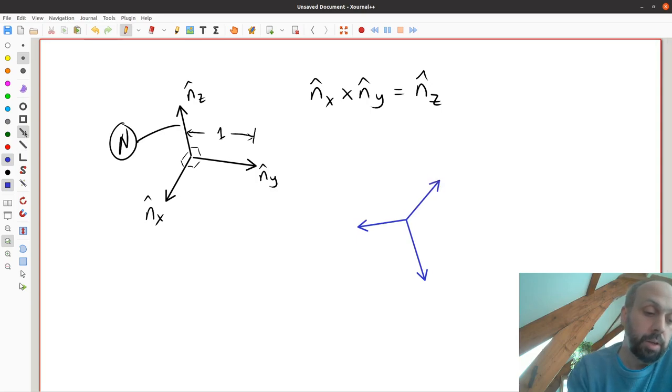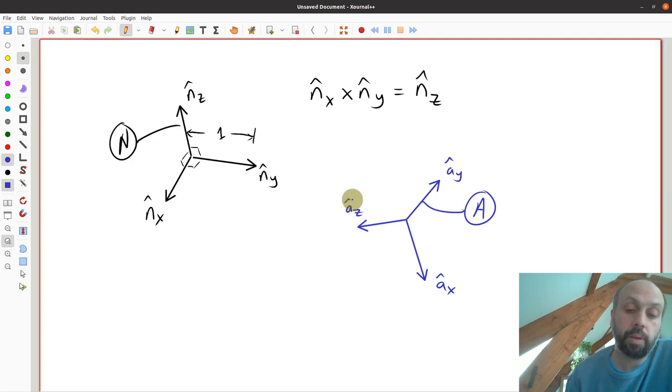Okay, we'll call this one A. The second reference frame is oriented differently relative to N, and it has its three mutually perpendicular right-handed unit vectors. So we've got two reference frames here.